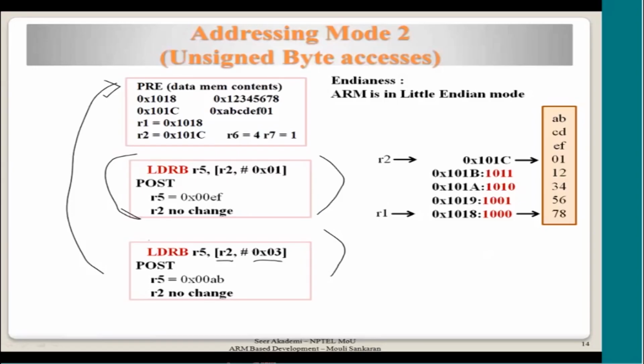So here +3 means R2 is originally here. So 1 will bring here, 2 will bring here, 3 will be brought here. So you are interested in accessing AB stored here. That is what comes into R5, and then the higher nibbles are made 0. Got it? And R2 is not modified because I have not mentioned the exclamation mark.